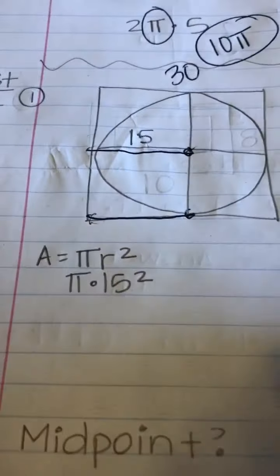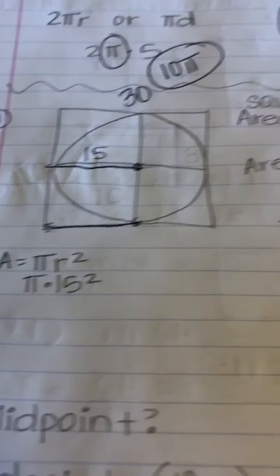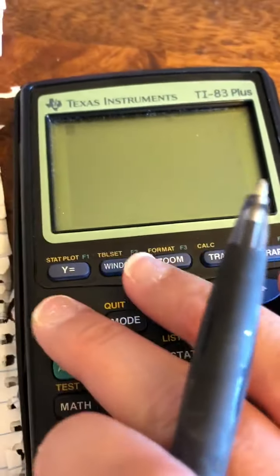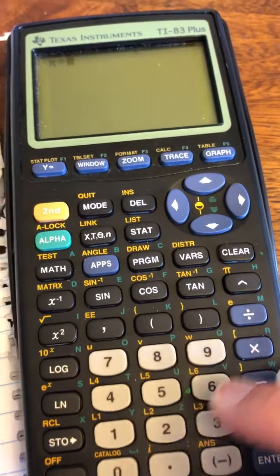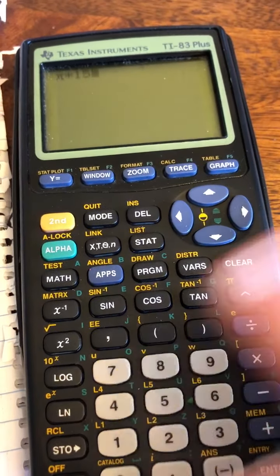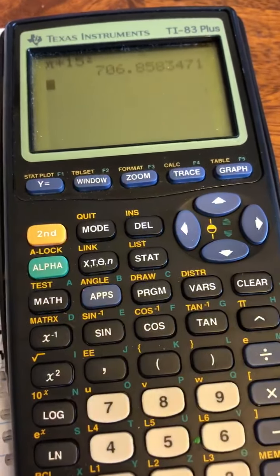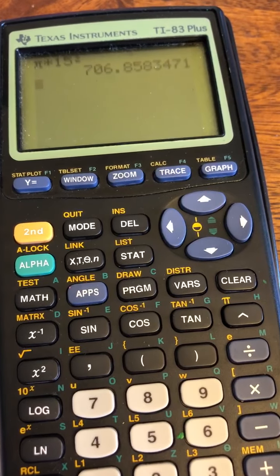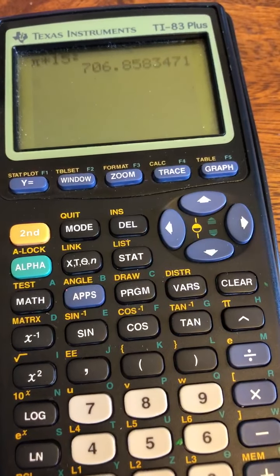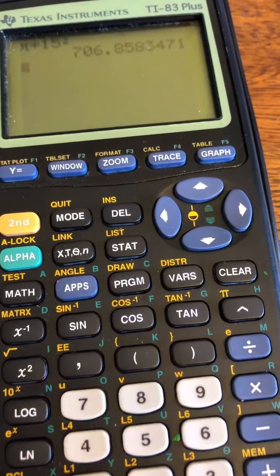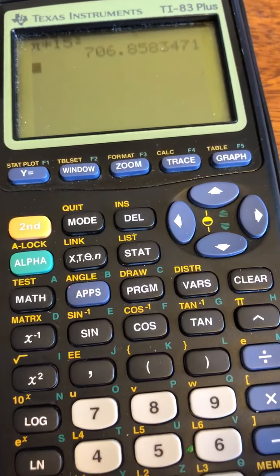And then I would use my formula, pi r squared. So I would do my pi symbol times the radius, which was half of the side, squared. And that's going to give you about 706.9 units, or this one's feet squared.